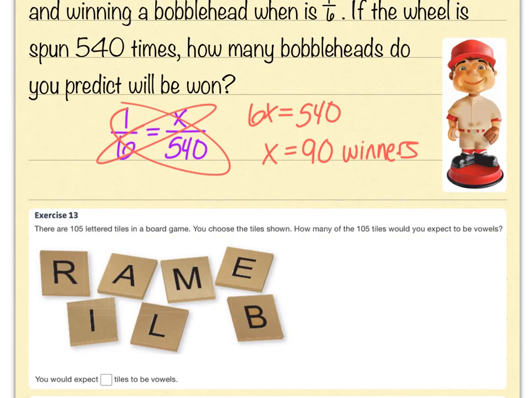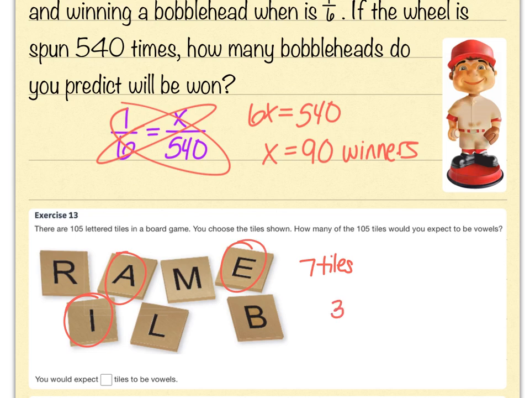Now this next example is from the homework number 13. It says there are 105 lettered tiles in a board game. You choose the tiles shown. How many of the 105 tiles would you expect to be vowels? Well, if I randomly select this grouping, I picked, let's see, there's 7 tiles here. All right, 4 and 3 make 7. And 1, 2, 3 of them are vowels.